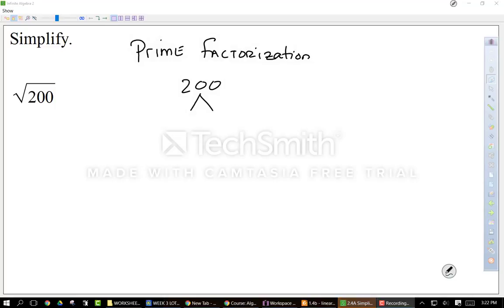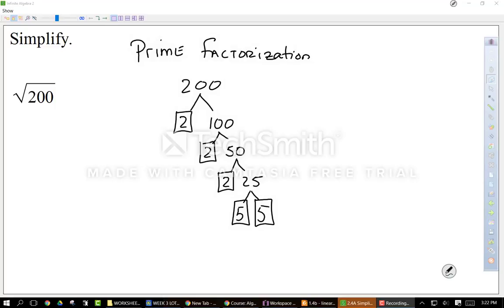I always try to start with the smallest number and go up. So I'm going to start with 2. 2 times what? 2 times 100. Then, because 2 is now prime, we can stop there. The 100 is 2 times 50. Again, 2 is prime, so I can stop there. 50 is 2 times 25. Again, 2 is prime, I can stop. And then 25 is 5 times 5. Both of these 5s are prime, so I can now stop. And because my prime factorization of 200 has all of my prime numbers at the bottom of each branch of the tree, I can stop and I am done.